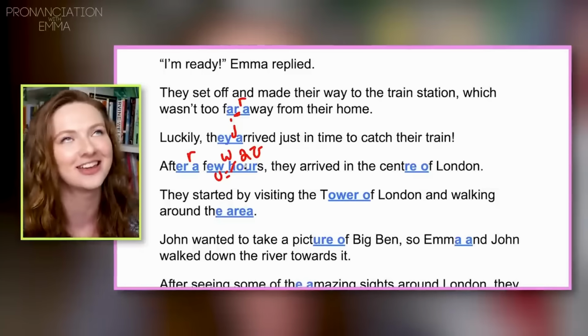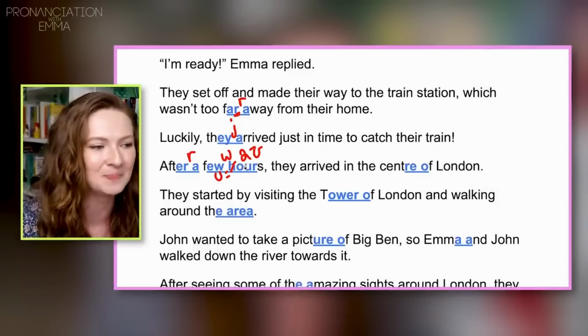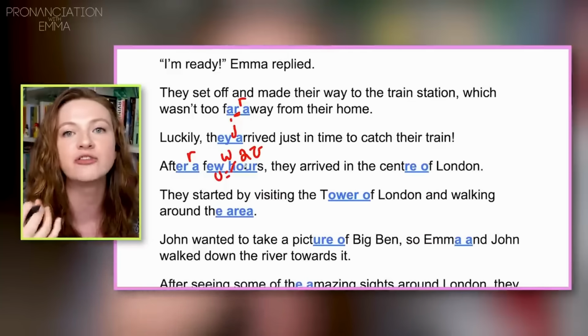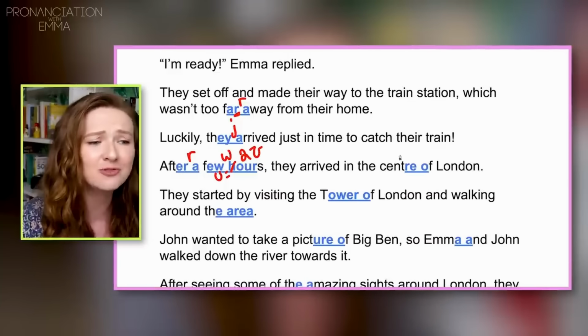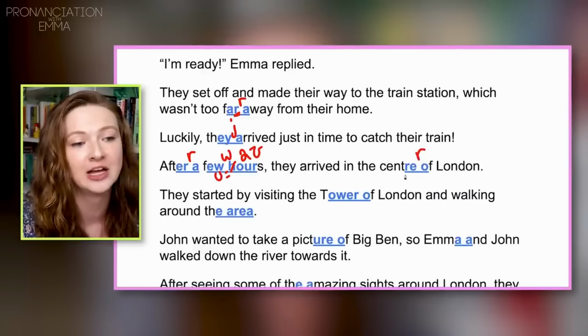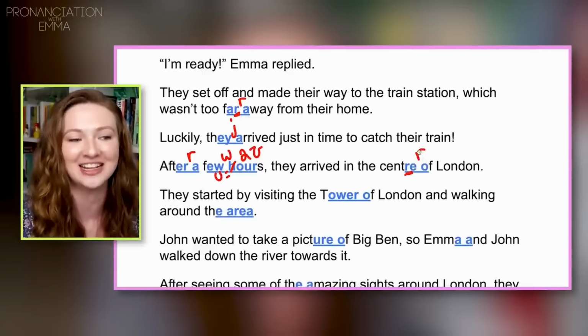I'm going to say this is H. Of course it's an H. But it's silent. It's a silent letter. So after a few hours, they arrived in the centre of, we're just using that linking R, centre of London.